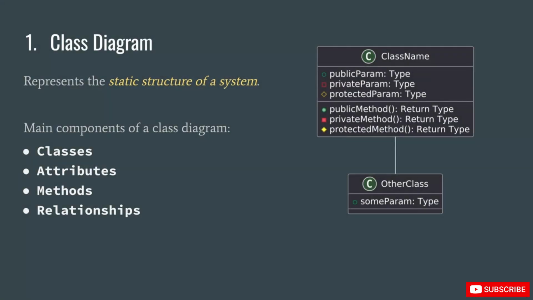Class diagrams represent the static structure of a system. They include classes, attributes, methods, and relationships. This helps visualize how different parts of the system interact and are related.